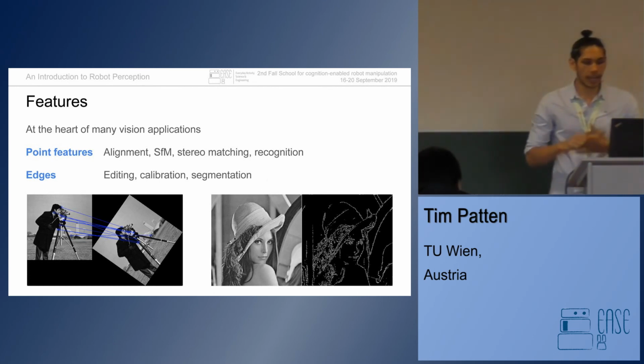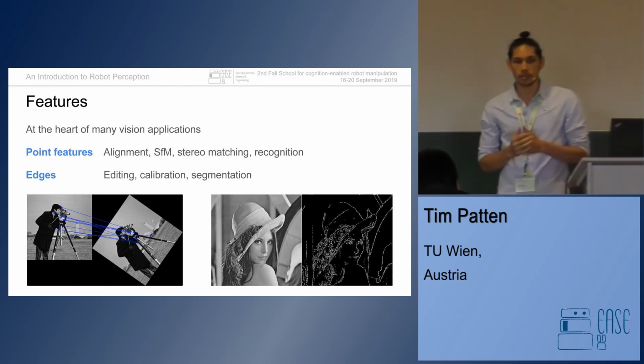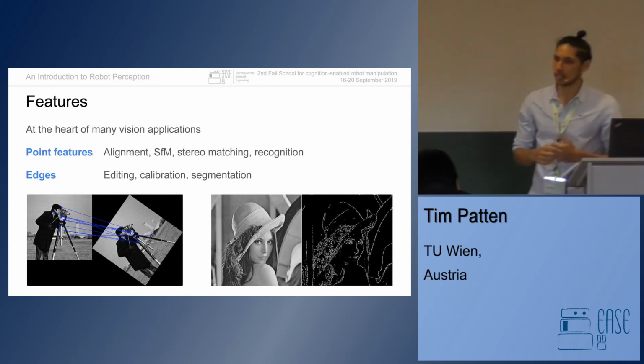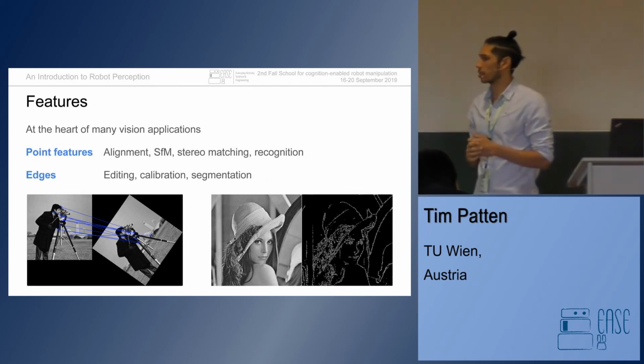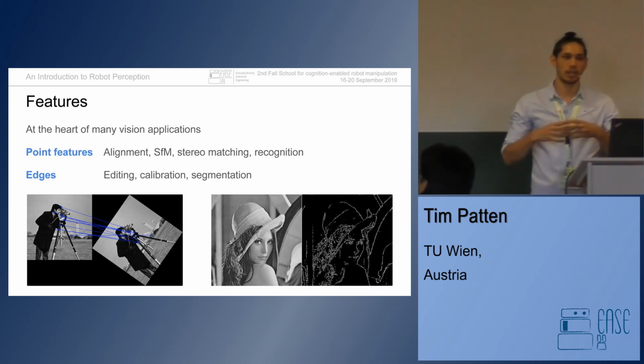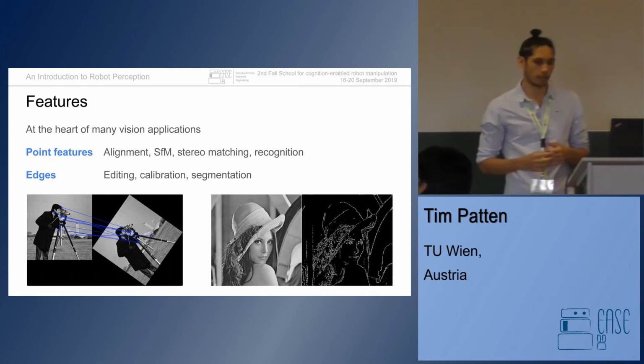On the other side are edges. So these are typically used in computer vision applications such as editing and calibration. They can also be used for tasks such as segmentation. So just an example here on the right showing these rich edges that can be extracted from images.